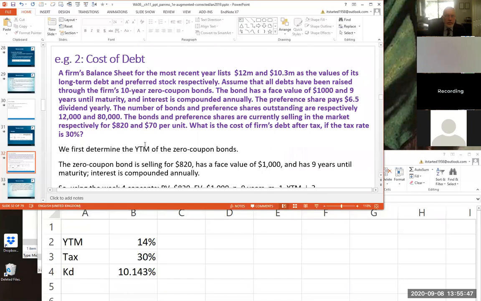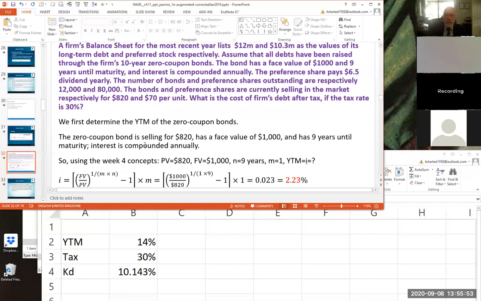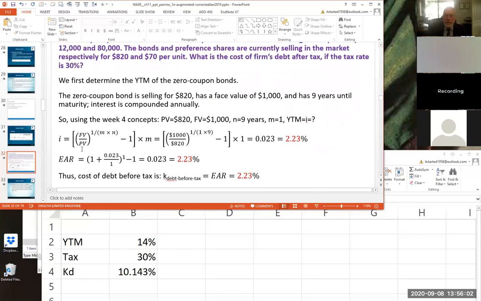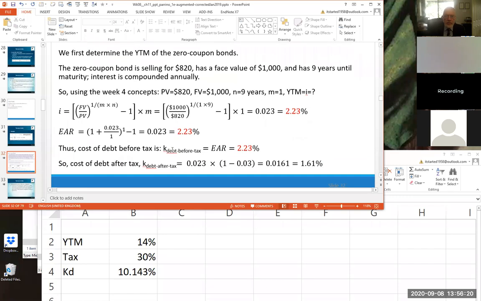Here we have further examples, and pretty much the same thing. We're going to be looking at basically estimating the effective annual return. Here, if you work through the maths, and I invite you to do this in your own time, you get an annual effective return of 2.23% before tax. We multiply it again by 1 minus the tax rate, and so that brings it down to 1.61. Okay.